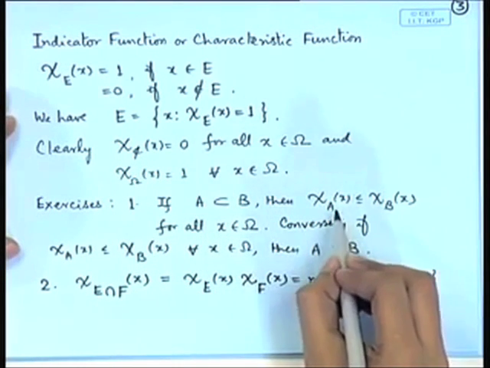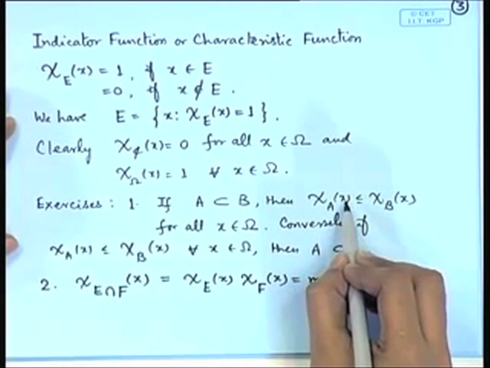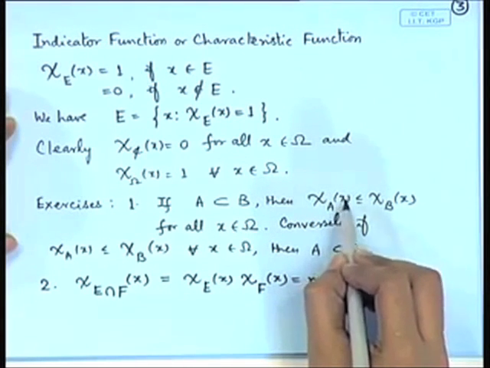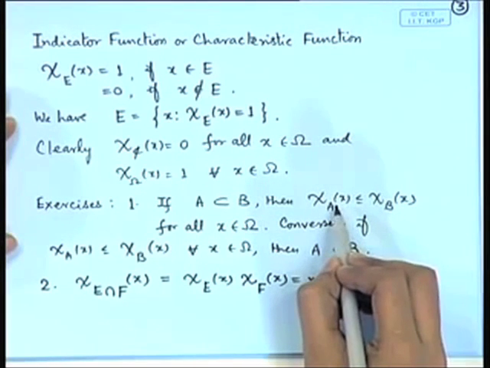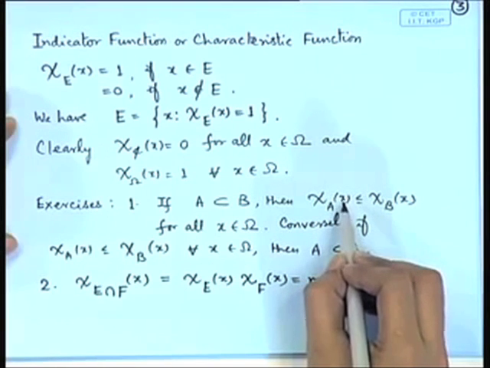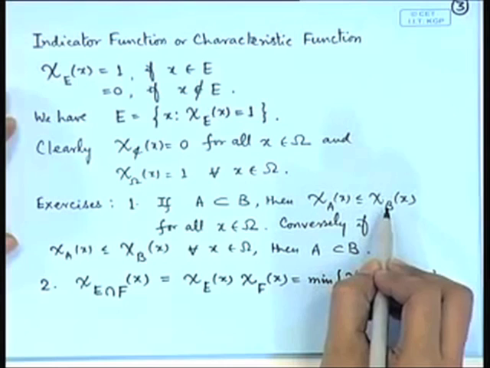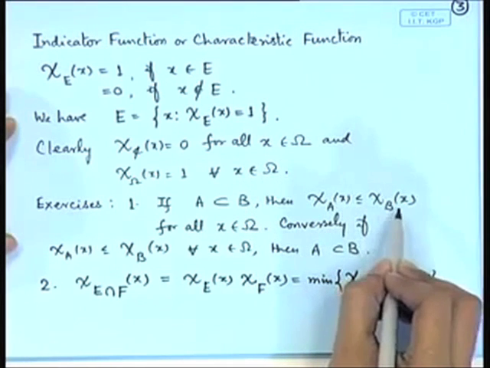A simple proof of this is that if we consider chi_A(x), then it is equal to 1 for all x belonging to A. And since A is a subset of B, this implies that chi_B(x) is also 1 for these points. Now, the points where chi_A(x) is equal to 0 include certain points where chi_B(x) may be 1, and for other points chi_B(x) will also be 0. Therefore, chi_A(x) is always less than or equal to chi_B(x).